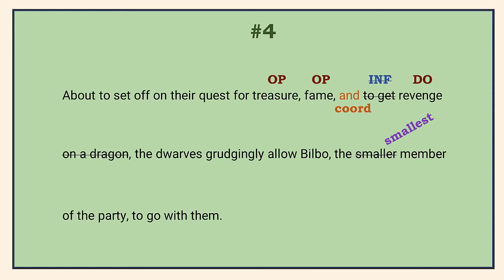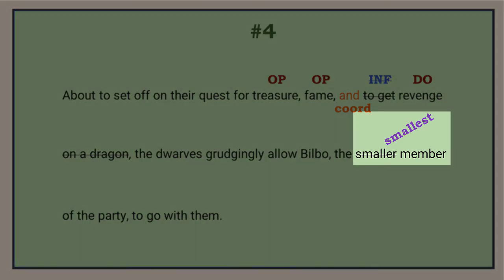Number 4. There are several different ways to correct the faulty parallelism in the first part of the sentence. Treasure and fame are both objects of the preposition for. So one quick fix is to eliminate the infinitive to get and transform revenge into an object. We can move the infinitive, about to set off on their quest to get treasure, fame, and revenge, thereby turning all the nouns into direct objects. But to get isn't particularly strong, so the sentence is stylistically better without it. For the previous sentences, we know that there are 13 dwarves and a wizard in the party, so the superlative degree is needed to describe Bilbo.